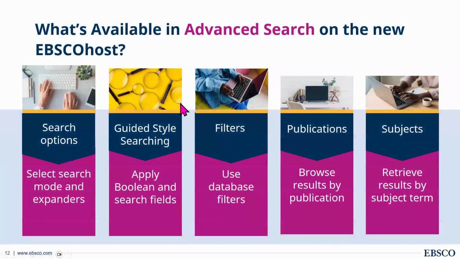So I'm going to head over into some advanced searching. What's available for advanced searching on the new EBSCOhost? We have the search options that I've mentioned, so the proximity searching. We also have expander settings as well. We also provide the guided style searching, so that is those rows with the Boolean operators and our fields to search within. We also have special and unique filters that we can use to filter down to very specific content. We also have our publication browsing options, and we have our subject headings and controlled vocabulary.